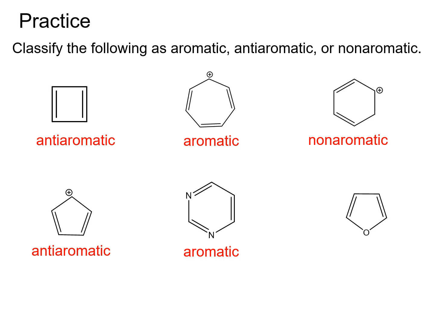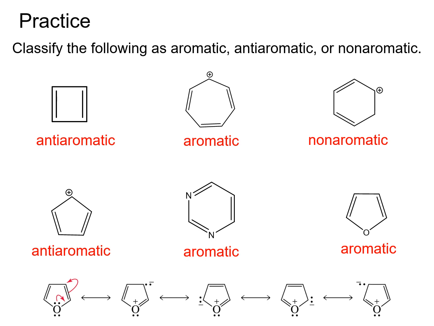For the next one, that oxygen has 2 lone pairs that can be used to make resonance throughout the ring, thereby giving it an sp2 hybridization in certain resonance structures, giving it a p orbital. You can see these resonance structures here, and that's why that's aromatic.